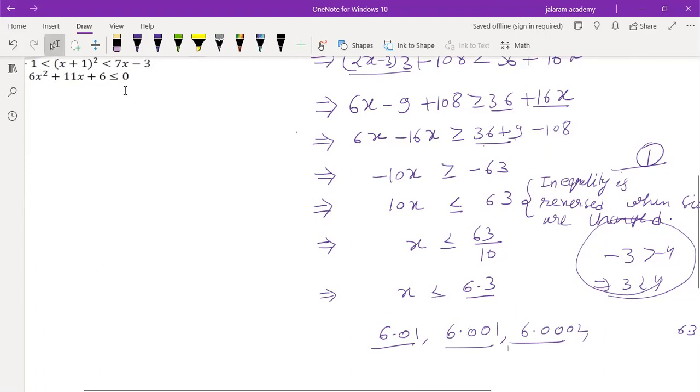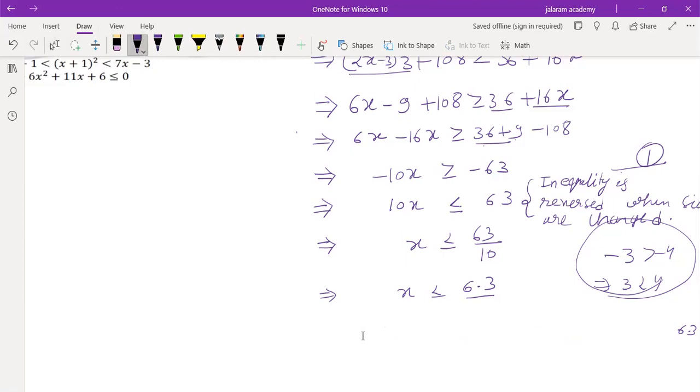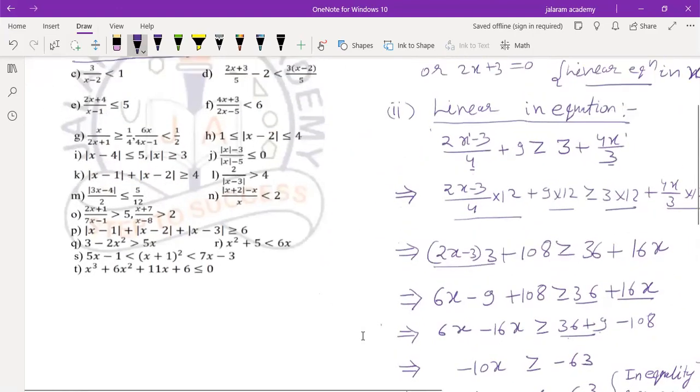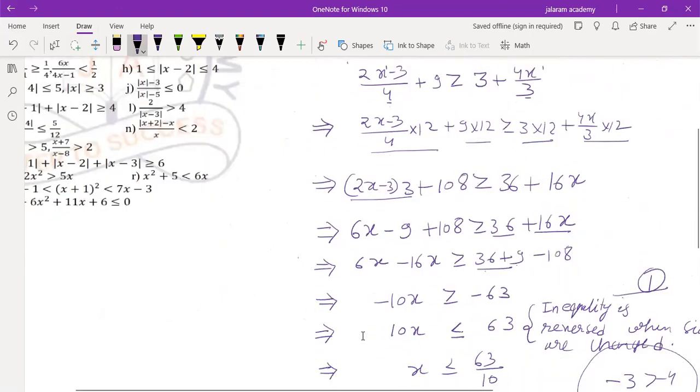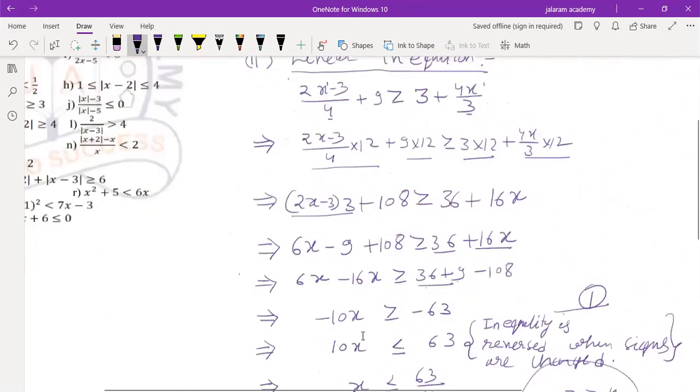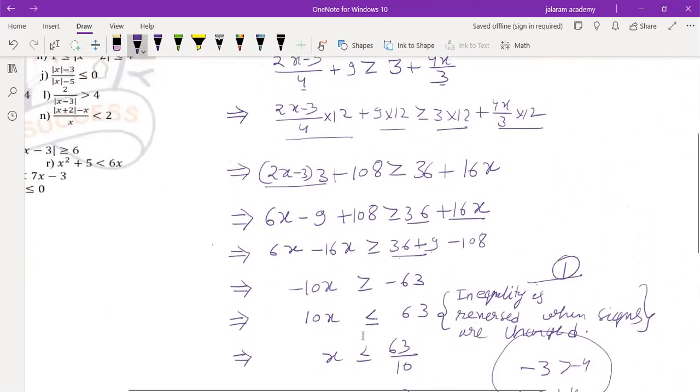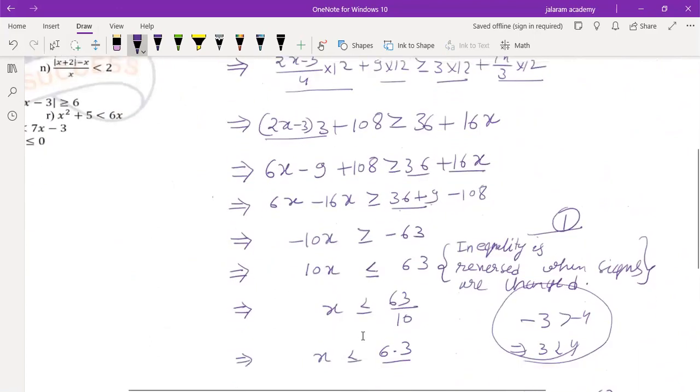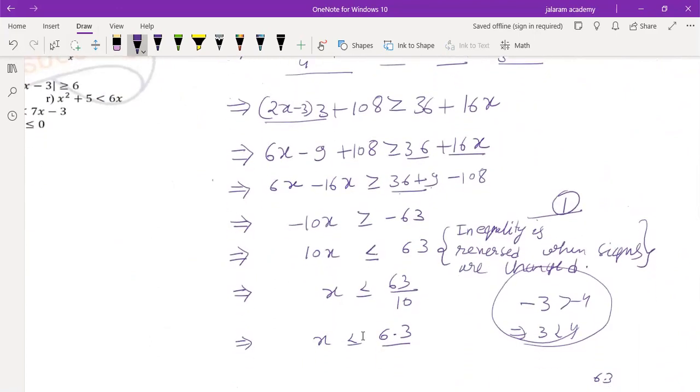So infinite numbers exist between them, and all of them are the solutions of this inequation. Is that clear to everyone? Yes, sir. So x is less than or equal to 6.3 is the answer of this question. Understood everyone? Yes, sir.